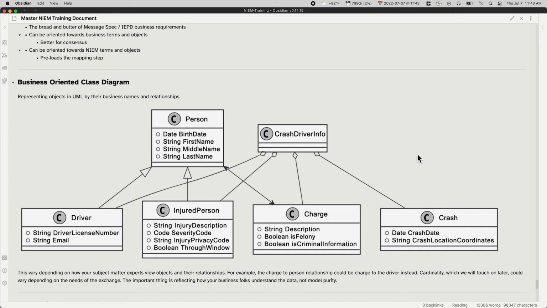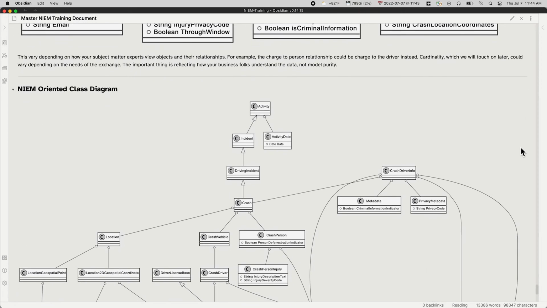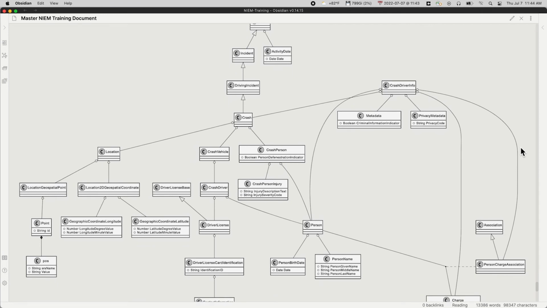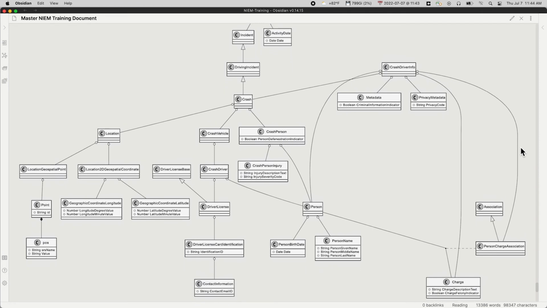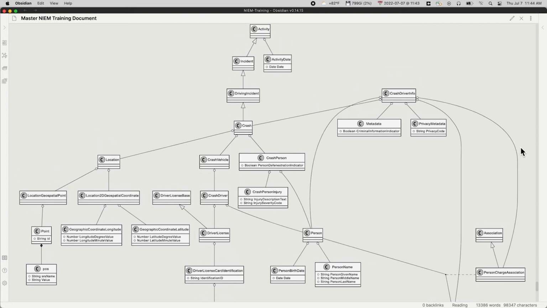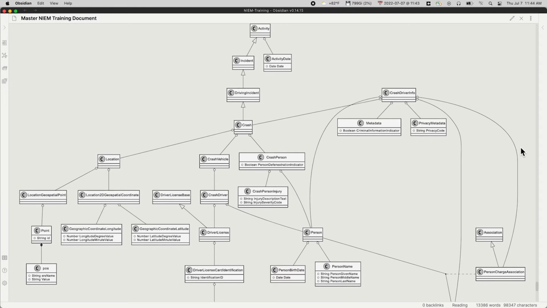Now, this is what it looks like in business terms. Very simple and easy to follow. We just explained it. It's not a hard diagram. It's only 6 boxes. How hard can it be in NIEM? Well, let me show you. So if I convert that UML diagram to NIEM, and it doesn't all quite fit, we'll get as much as we can. Okay, this is what it looks like in NIEM. So when we do the mapping to NIEM, this is what we're going to get.